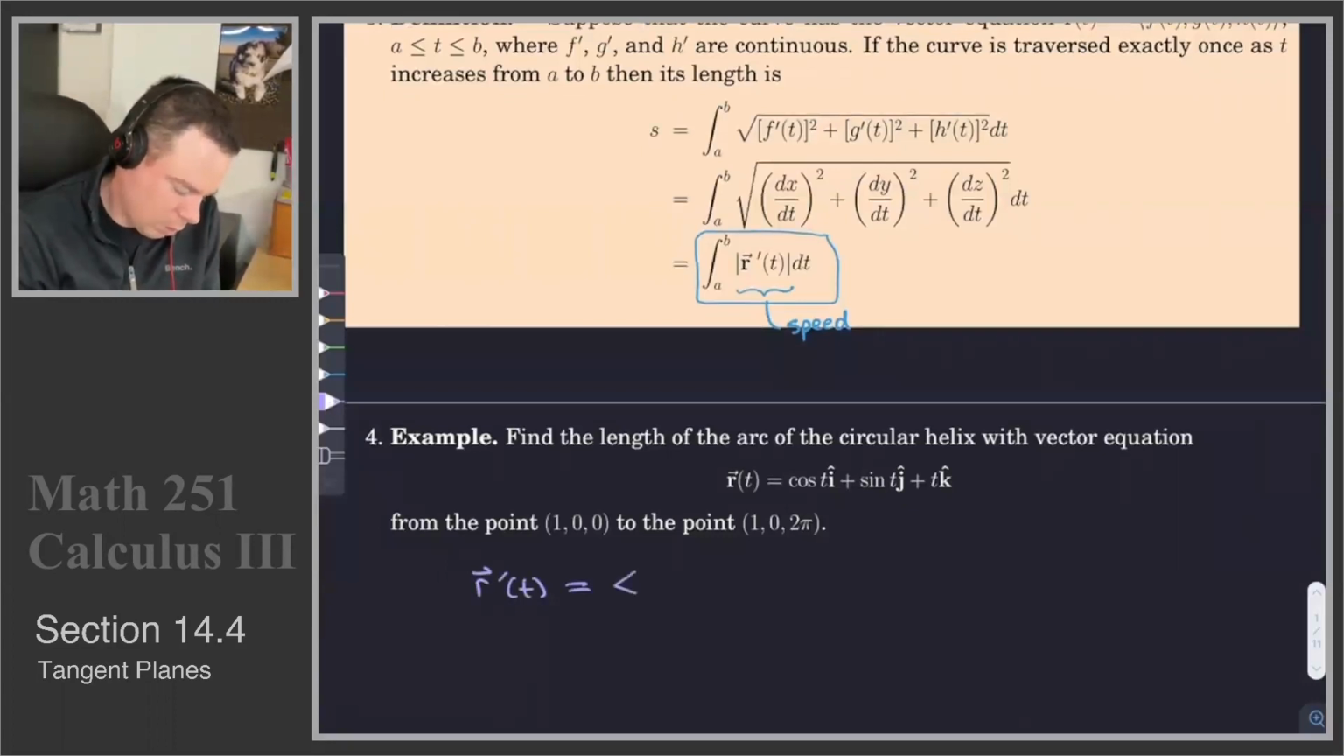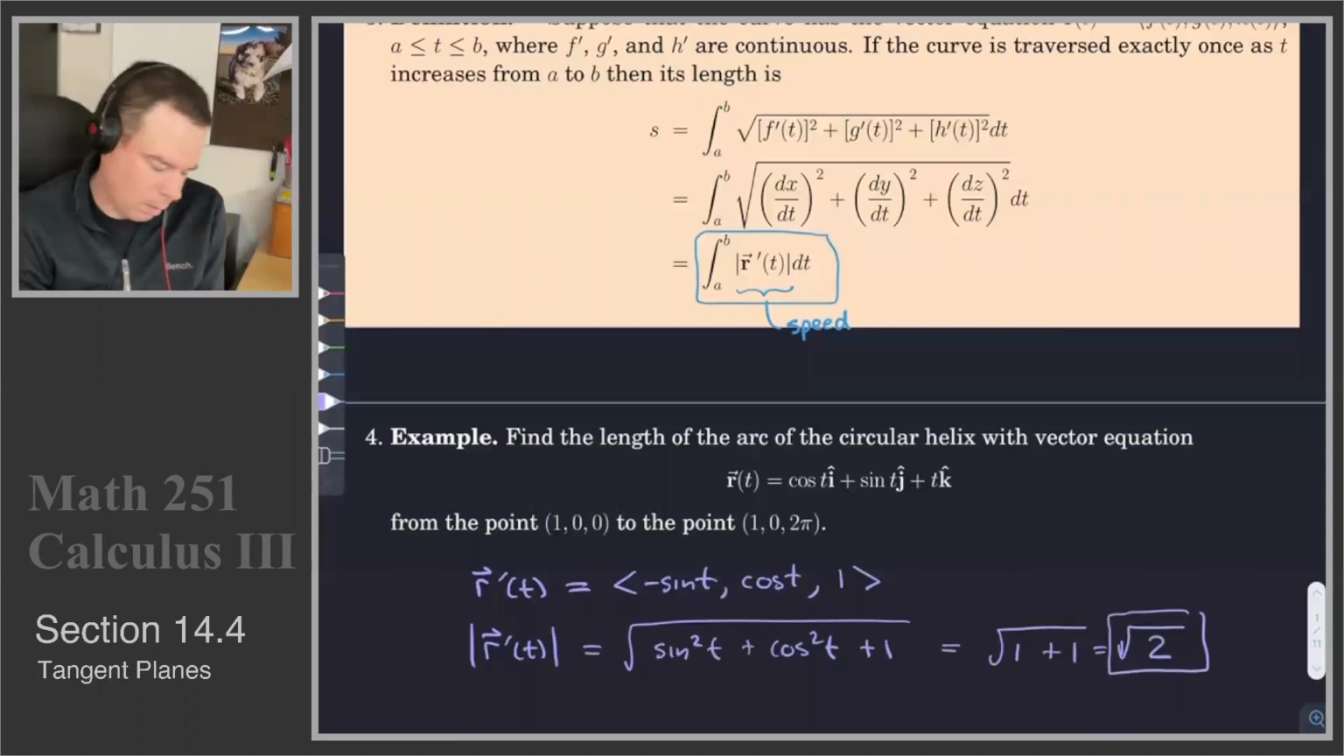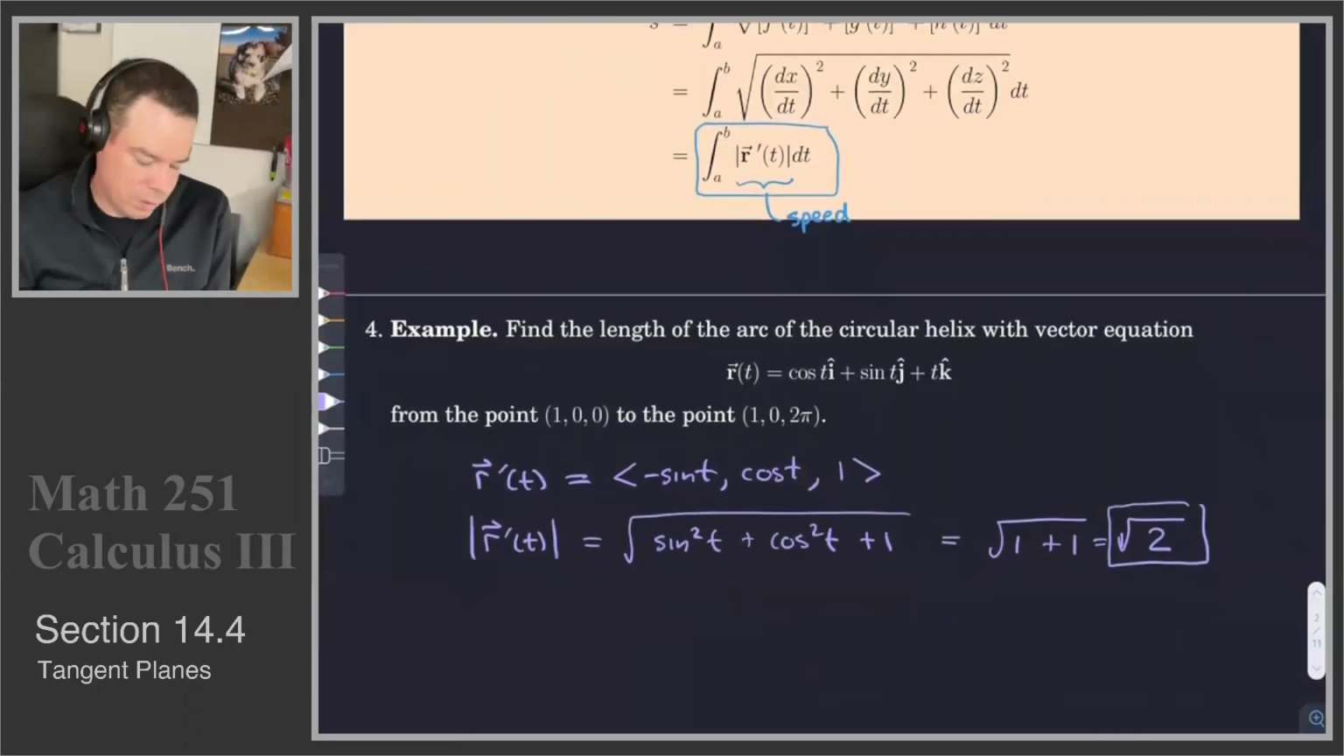So that's the derivative of cosine t, that's negative sine t. The derivative of sine t, that's cos t. And the derivative of t, which is 1. So now we can go ahead and compute the length of this, in other words, the speed. And that's going to be the square root of sine squared t plus cos squared t plus 1. Sine squared plus cos squared is 1. So I get 1 plus 1, or in other words, this is square root of 2. So there is our speed.